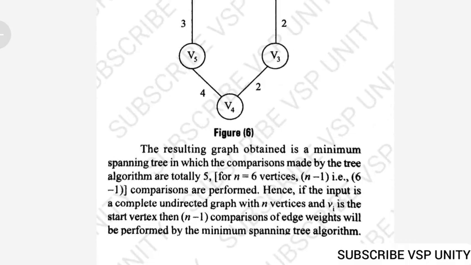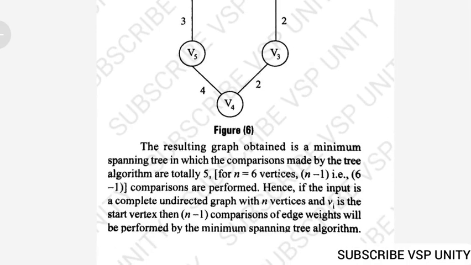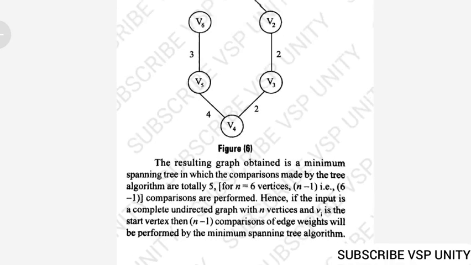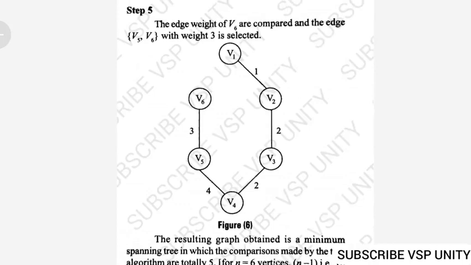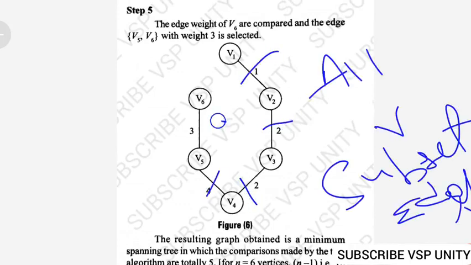The resulting graph can be obtained by using a minimum spanning tree, in which the number of comparisons made by the algorithm is totally 5. That is, if you are having 6 vertices, then we need to make n-1 comparisons, so that we will be having edges also in that particular order. See here, we are having 6 vertices and 5 edges, like 1, 2, 3, 4, 5. If you can include a few more edges without forming a cycle, then you can. But the rule is that your edges should not form any cycle or circuit.